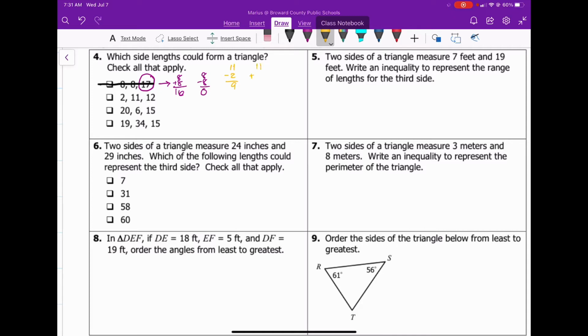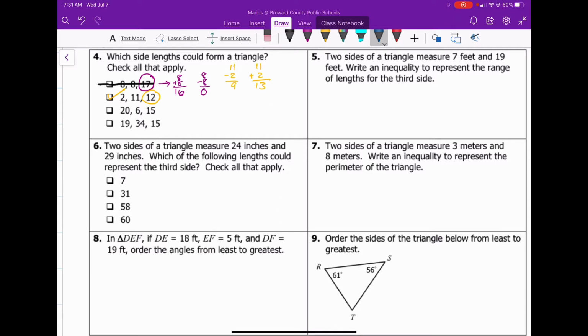Then I'm gonna do 11 plus 2, which is 13. And I'm looking at this number here. It's 12, between 9 and 13. Yes. So this is one of our answer choices. Let's go to the next one.